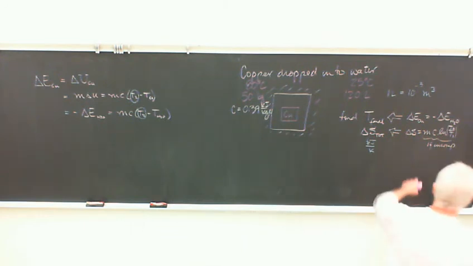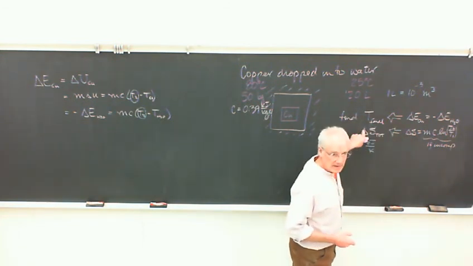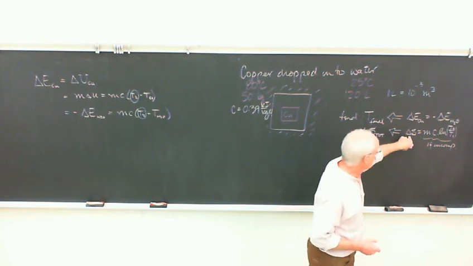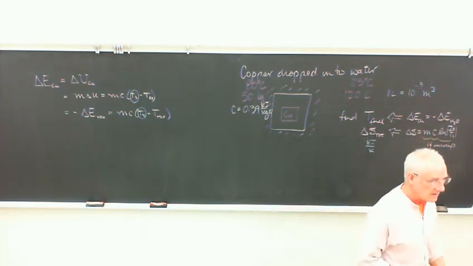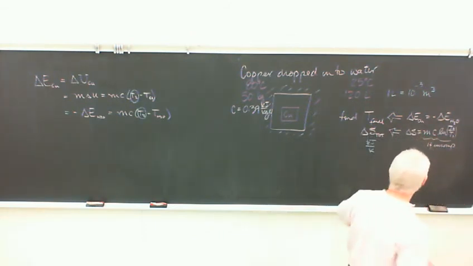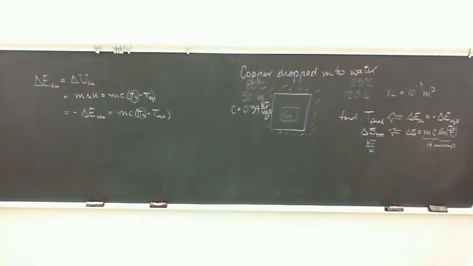Yeah, you have to do this for each one of them and then add them together. And this will come out to be negative because for the copper, the T2 is smaller than the T1 in that ratio. What do you have? Yep. You?